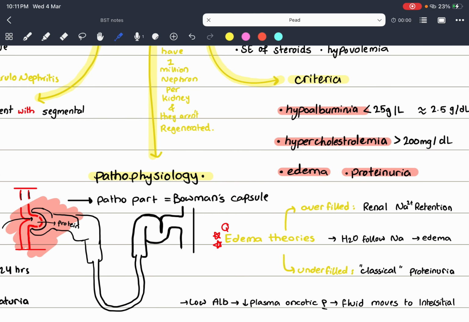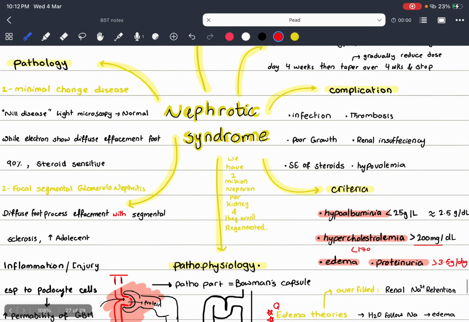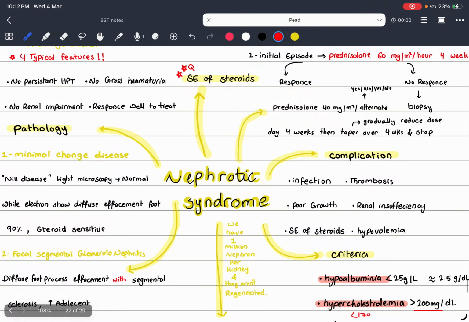And don't tell me there's just a proteinuria. You have to tell me, more than 3.5 grams per day in 24 hours. And the hypercholesterolemia has to be more than 200. Actually normally it's less than 170 in children. Hypoalbuminemia has to be less than 25 grams per liter. Okay, this is the criteria. Pathophysiology is done.